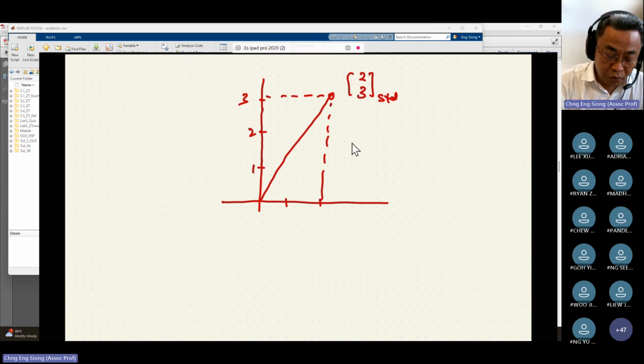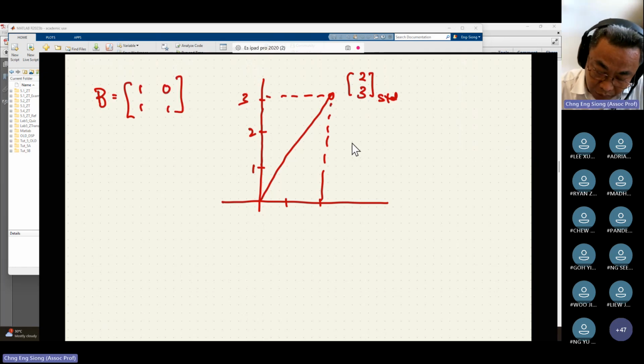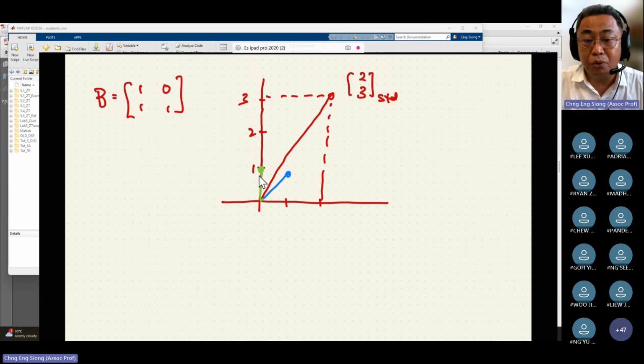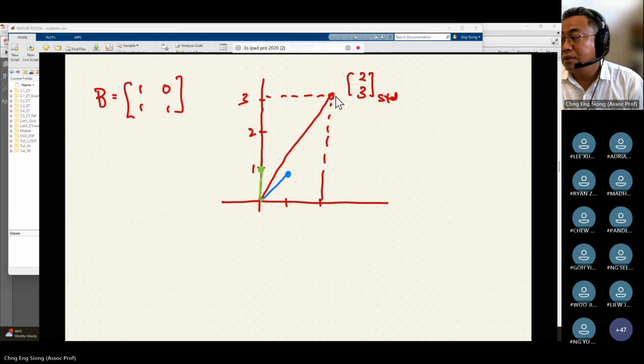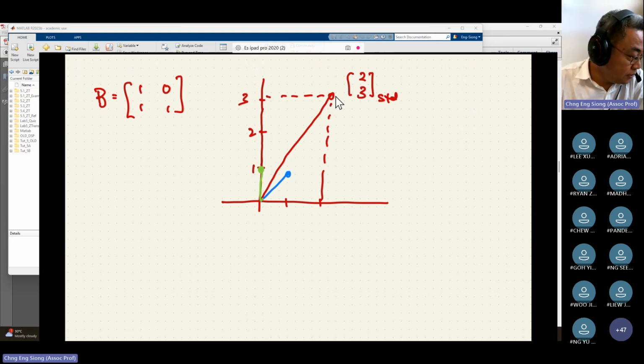But I want to use the B basis. The B basis are 1, 1 and 0, 1. So I'm now going to draw you 1, 1. 1, 1 is here. 0, 1 is here. I'm going to use the blue and the green to reach this point. How do I travel, guys?